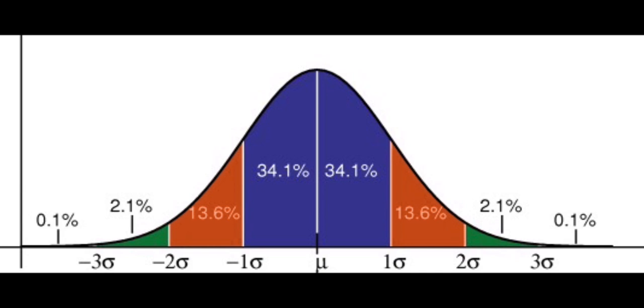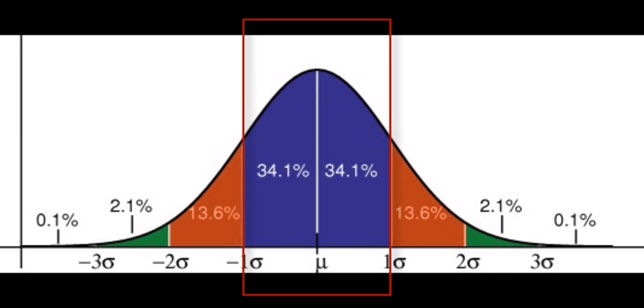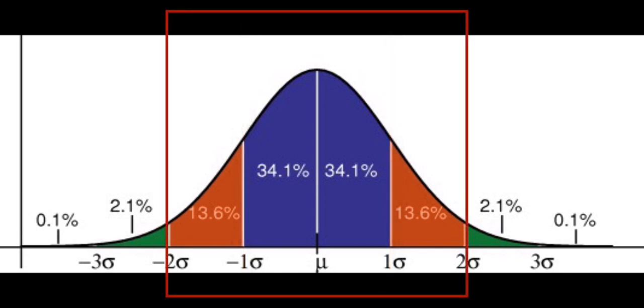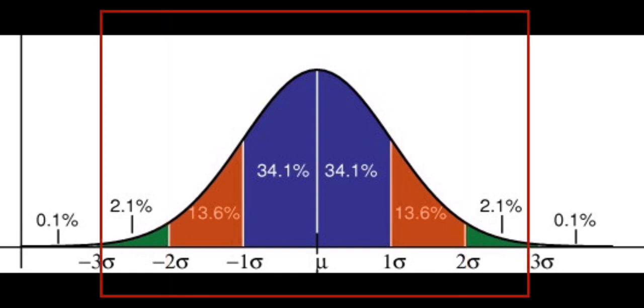As this figure shows, the empirical rule tells you what percentage of your data falls within a certain number of standard deviations from the mean. Approximately 68% of the data falls within one standard deviation of the mean. 95% of the data falls within 2 standard deviations of the mean, and 99.7% of the data falls within 3 standard deviations of the mean.